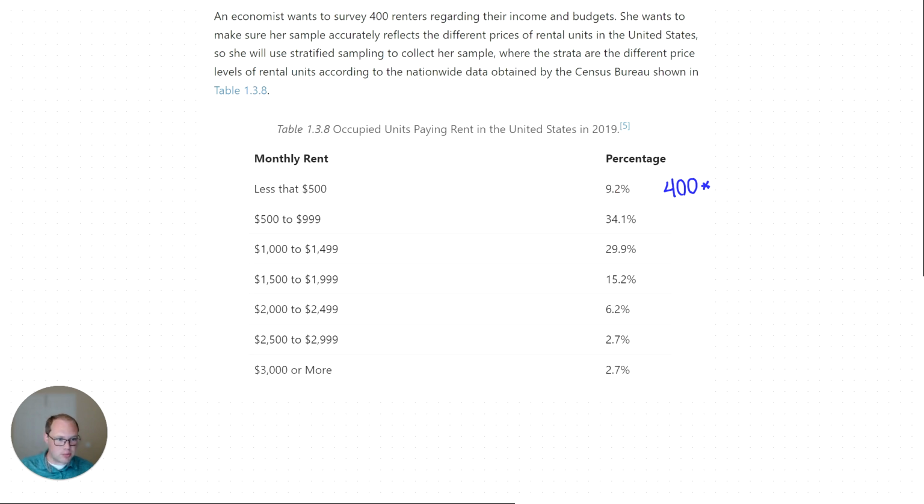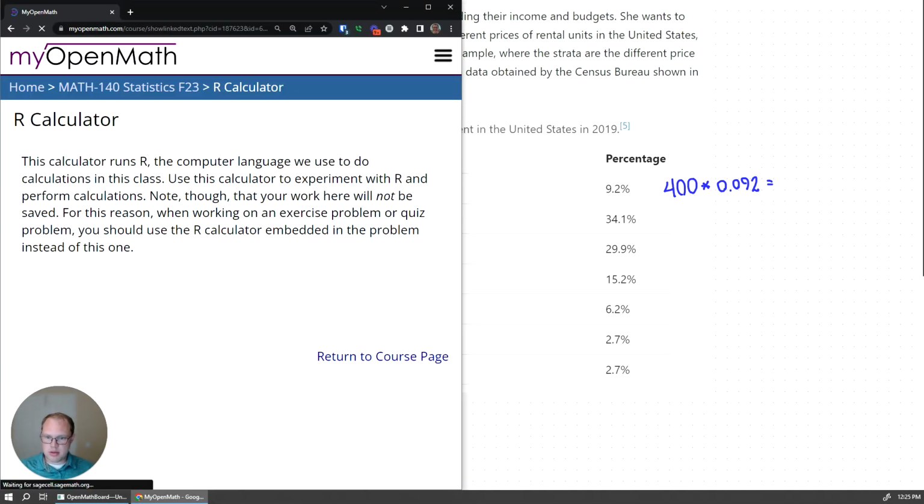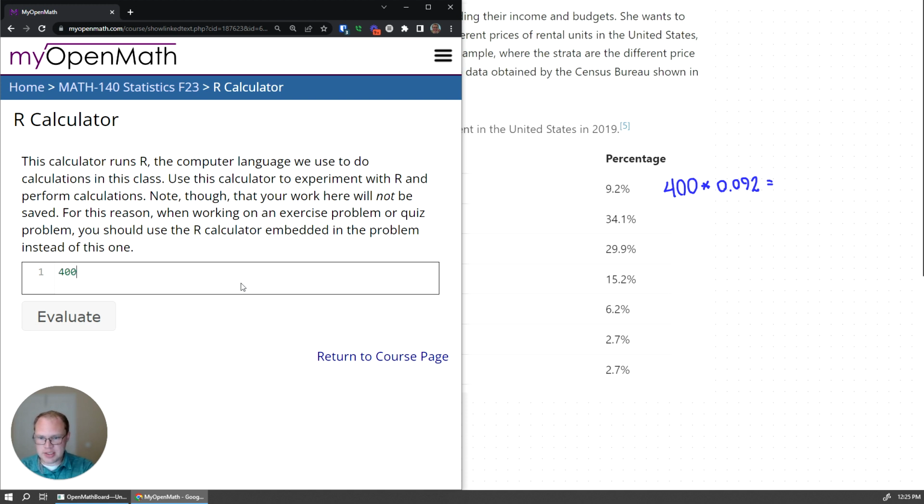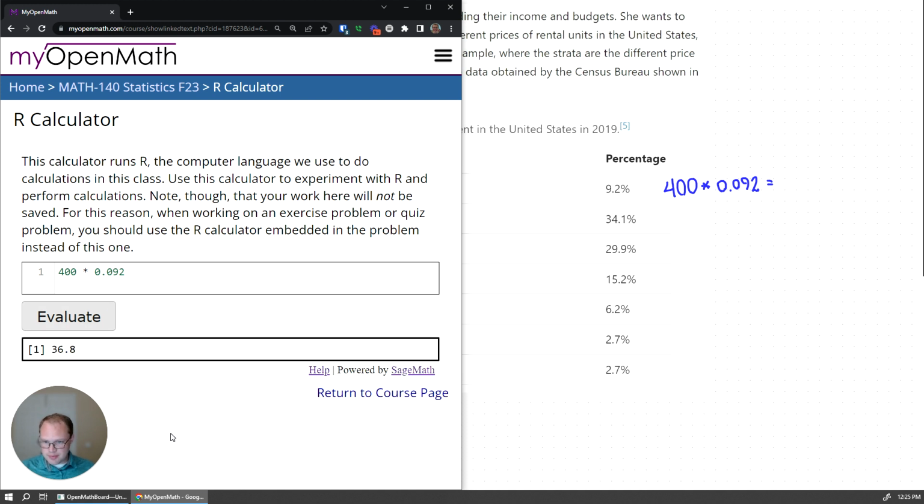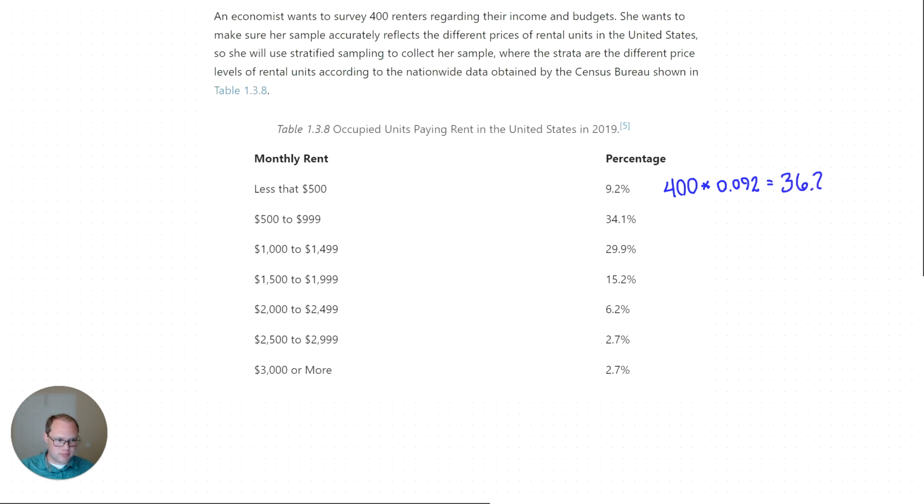So we're going to multiply 400 by 0.092. That's definitely a calculator problem, so let's pull out our calculator. We take our sample size of 400, and multiply it by 0.092, which is the decimal form of our percentage. It's the proportion of people in the United States who pay less than $500 in rent per month. Click evaluate, we get 36.8. So that's how many people we want in our sample who pay less than $500 in rent per month.